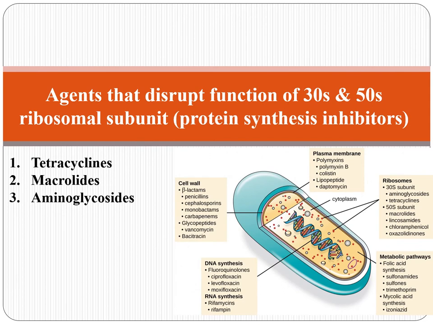Now we have agents that disrupt the function of the 30S and 50S ribosomal subunits, so they interfere with the protein synthesis of the bacteria. They are called protein synthesis inhibitors. We have tetracyclines, macrolides, and aminoglycosides. The aminoglycosides inhibit the 30S ribosomal subunit, while the macrolides act on the 50S ribosomal subunit.